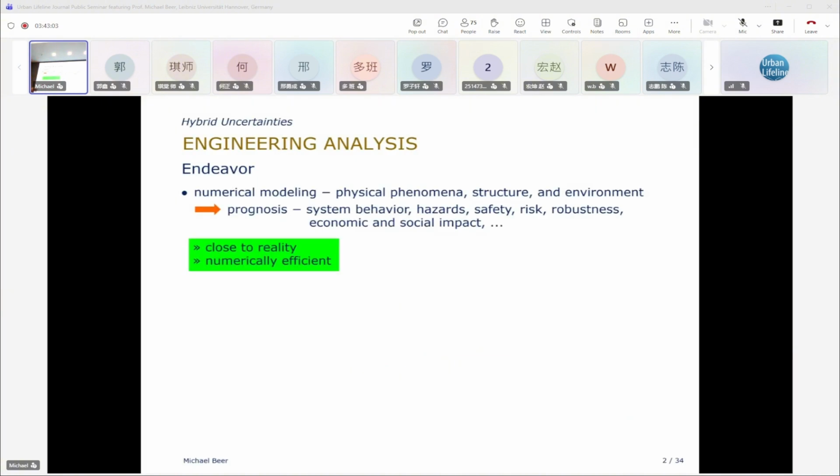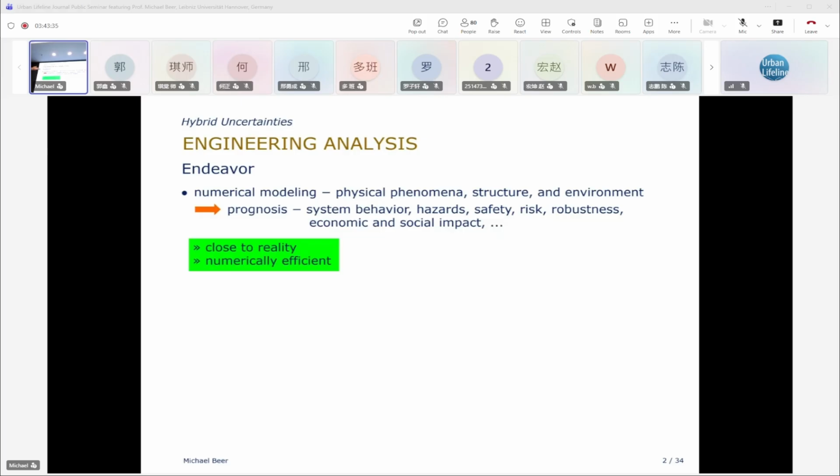Yeah, okay. So let's look at the very big picture. What we want to do as engineers, with our actually big responsibility, not only for the community but also for the society, is numerical modeling. That numerical modeling is not only about the structure, but also about the interaction of the structure with the environment, with the society, and so on. So we have to solve a very big problem. And we want to come up with a prognosis which is reliable, trustworthy, and also efficient. It needs to be quick, okay?